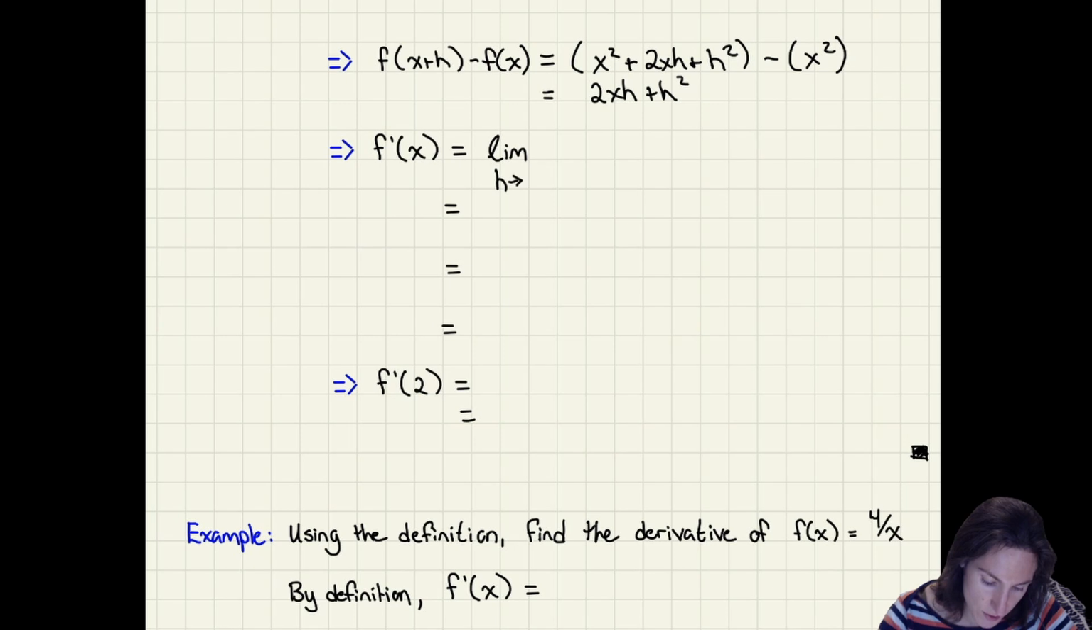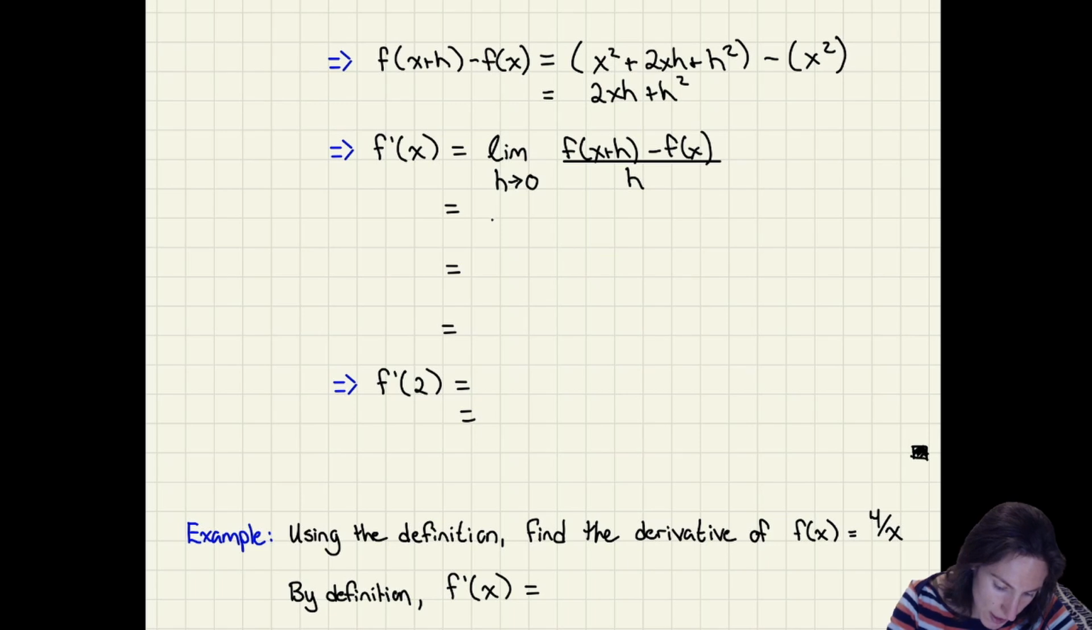So I have the limit as h goes to 0 of f of x plus h minus f at x, all over h. And when you're actually doing this part, you're going to have to always write the limit. Okay, so my numerator I found was 2xh plus h squared, and then all of this was divided by my h.